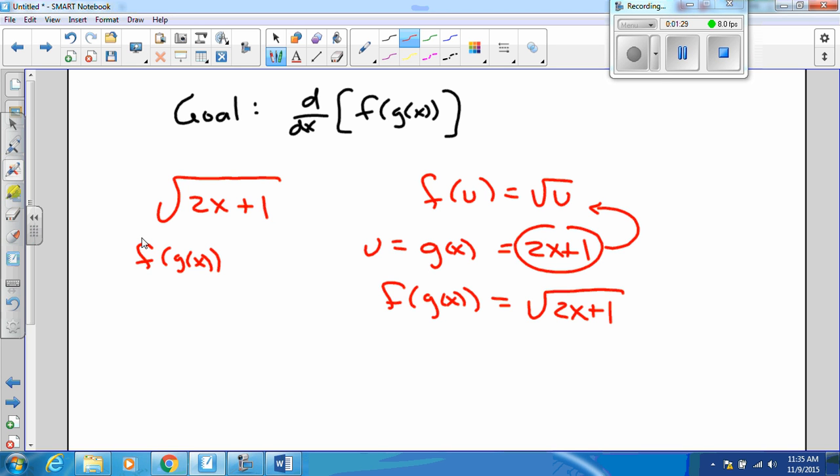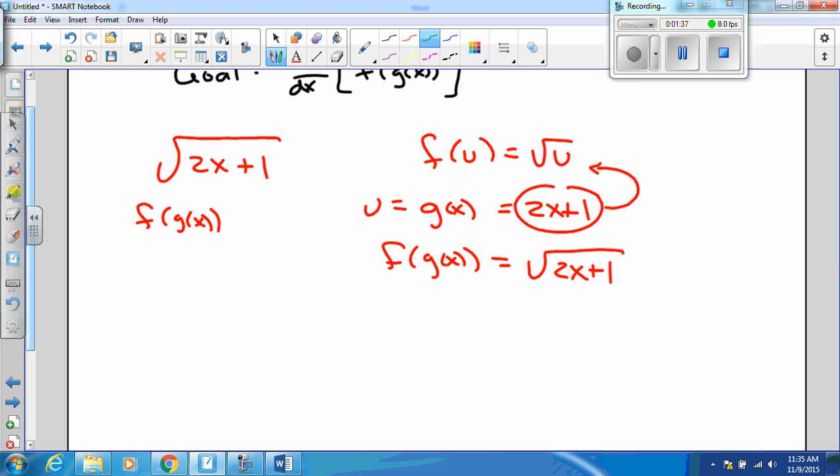So I'm guessing you can do this for square roots too. Oh yeah, you can do it for anything, right? Like u squared. Right. Exactly. So I'm going to identify the f as the outside function, and I'm going to identify the g as the inside function.